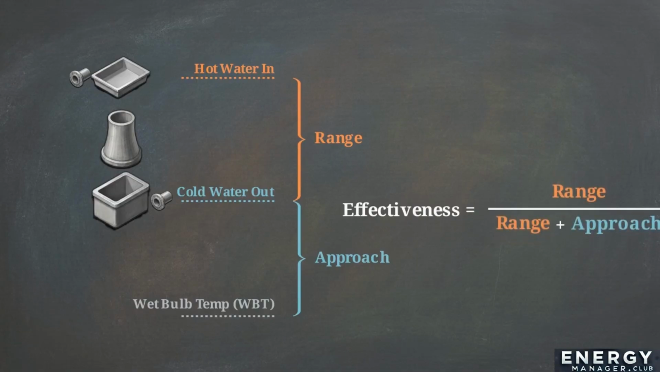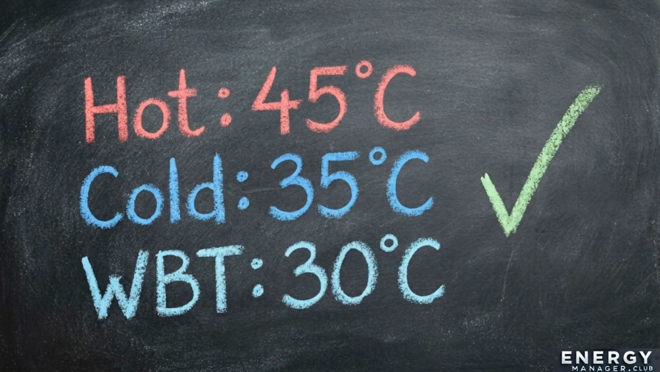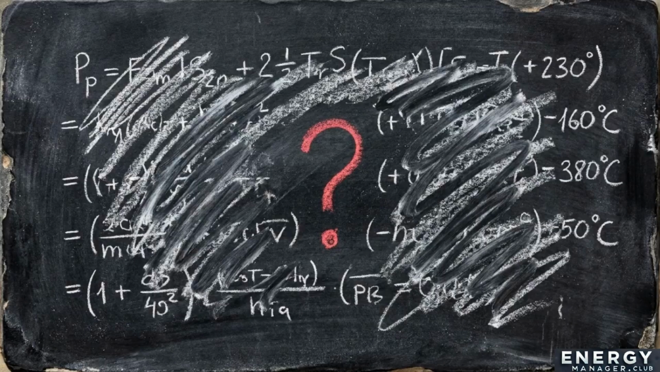It's a simple ratio comparing the actual cooling, the range, against the total theoretical cooling possible, which is the range plus the approach. If an exam gives you all three starting temperatures, finding the effectiveness is a straightforward plug-and-play calculation. But advanced exam questions will intentionally hide these variables to test your step-by-step problem-solving process.